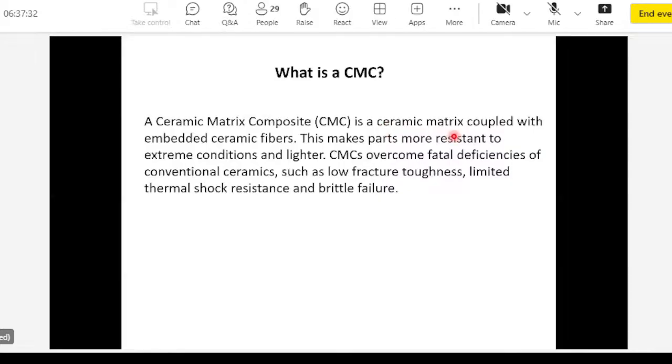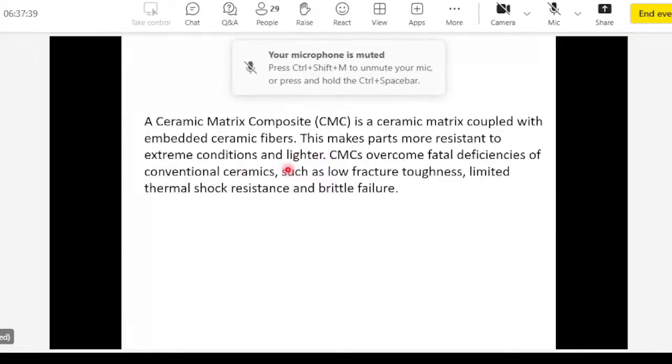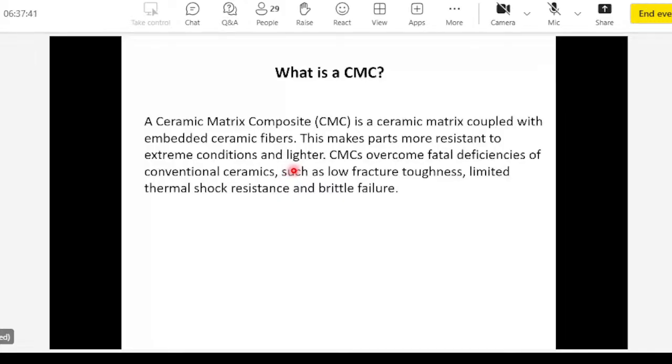This makes parts more resistant to extreme conditions and lighter. And ceramic composites overcome some deficiencies of conventional ceramics, that is the low fracture toughness and also the low thermal shock resistance and brittle failure. So those problems of monolithic ceramics can be overcome by putting ceramic fibers in another ceramic. And I had mentioned about the basic idea last time that you want to create a weak bond, not a very strong bond, so that any crack can be deflected around the fibers.